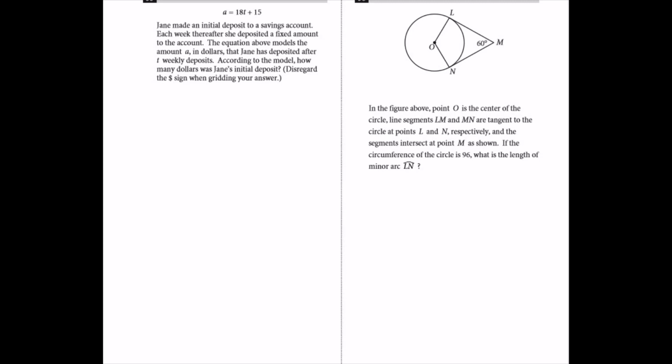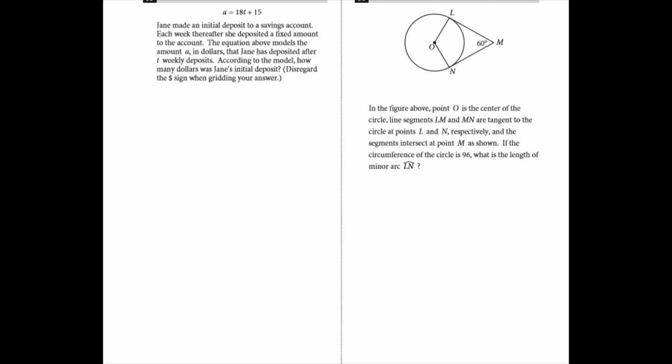Jane made an initial deposit to a saving account. Each week thereafter, she deposited a fixed amount to the account. The equation above models the amount A in dollars that Jane has deposited after T weekly deposits. According to the model, how many dollars was Jane's initial deposit?